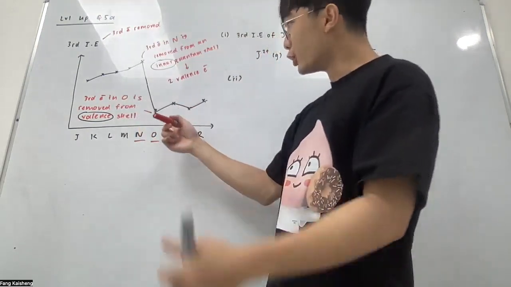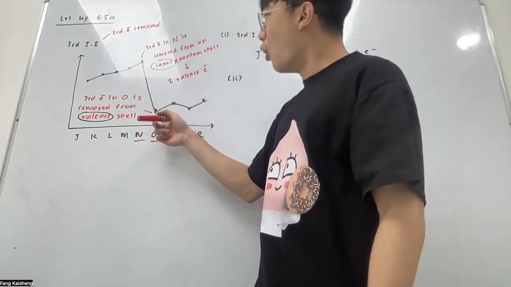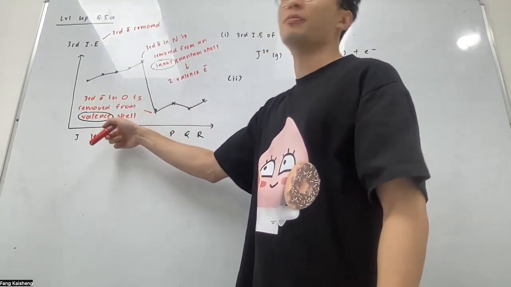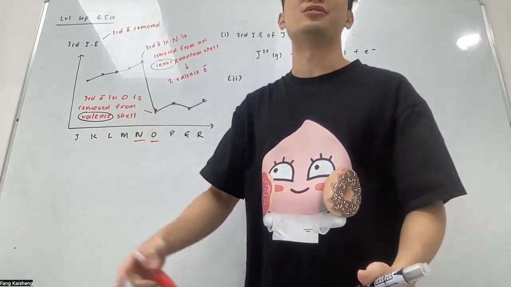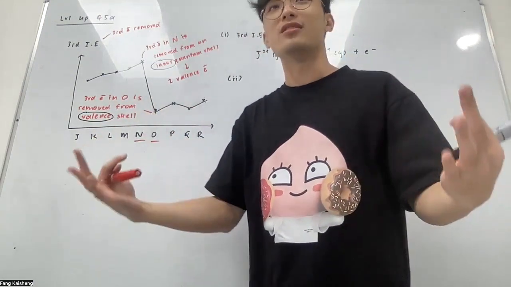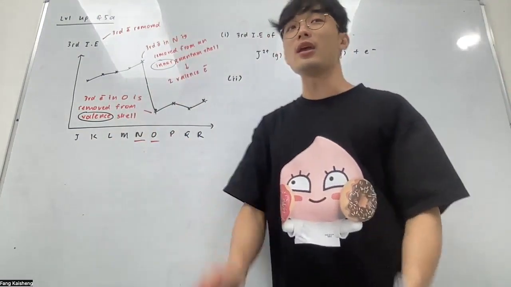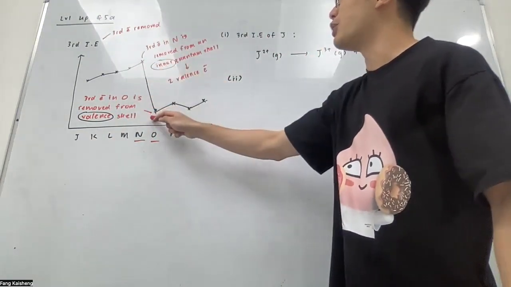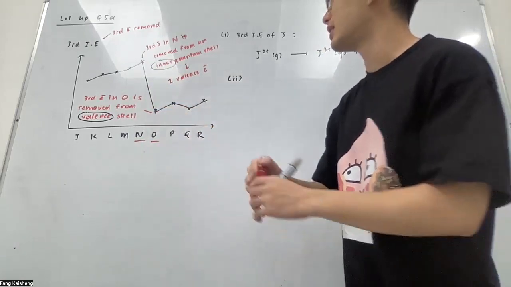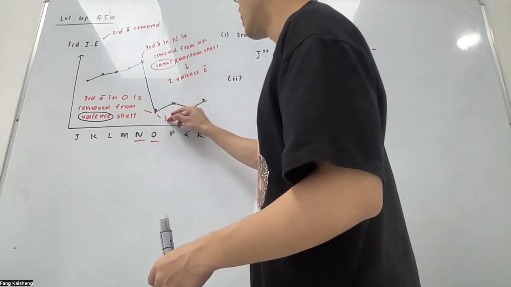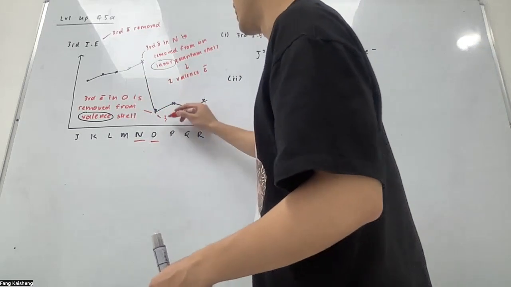Similarly, guys, you can also look at O's perspective. O, the third electron is removed from the valence shell. So how many valence electrons does it have? 3. Just nice. Okay, depending on which one you prefer, I prefer the inner one. Anyways, this guy has 2 valence, this guy has 3 valence, which makes sense. He's in group 13.